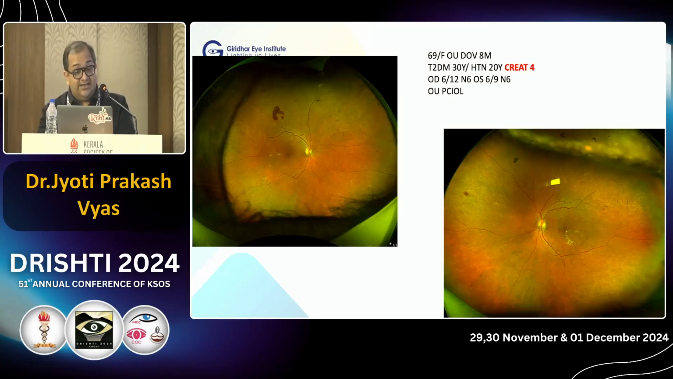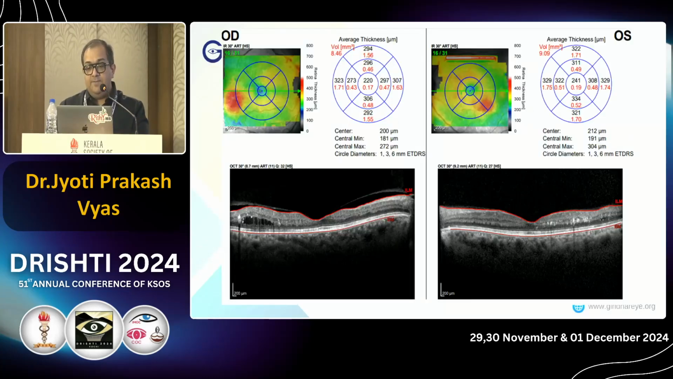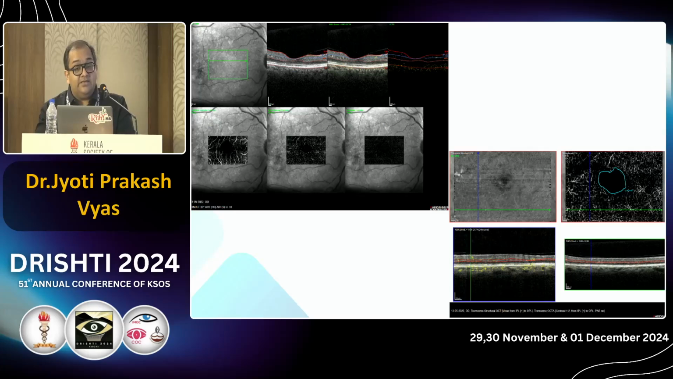Whereas in another case, the right eye was showing proliferative diabetic retinopathy just by the looks of it, and the left eye, intuitively, you will probably think on the same lines. The patient also had a creatinine of 4, so he was not subjected to an FFA. We directly went ahead and did an OCT, which showed a normal macula. We did an OCTA.